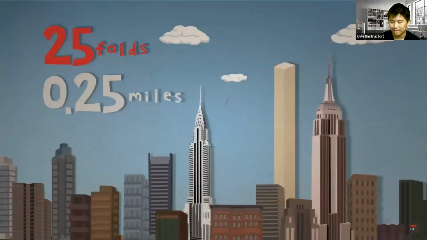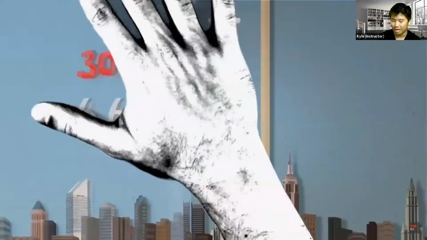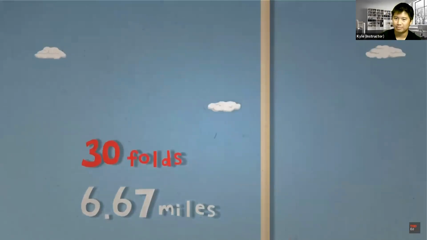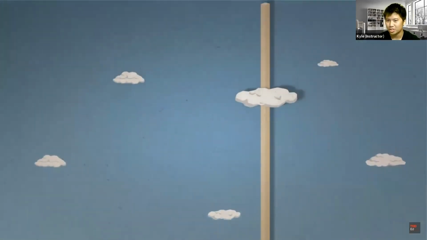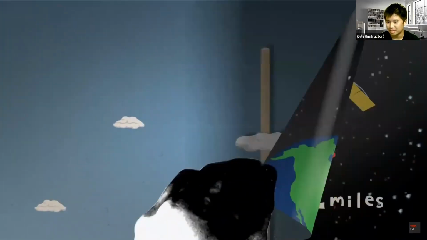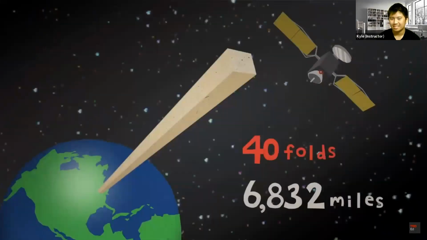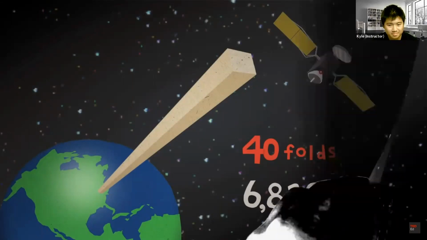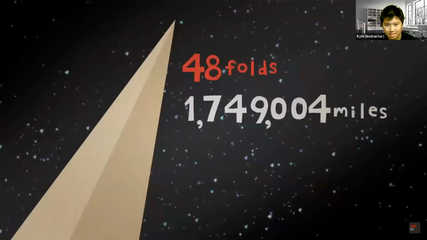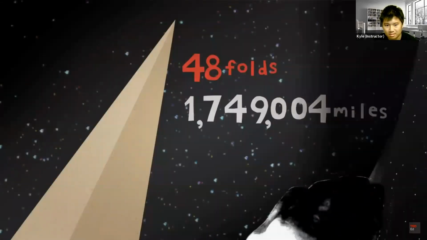Summarizing, if you fold a paper 25 times, the thickness is almost a quarter of a mile. And the further down you go down the graph, the bigger and bigger the paper gets. At 30 times, the thickness reaches 6.5 miles, which is larger than the average height that planes fly. At 40 times, the thickness is nearly 7,000 miles, about the average GPS satellite's orbit. At 48 times, the thickness is way over 1 million miles.